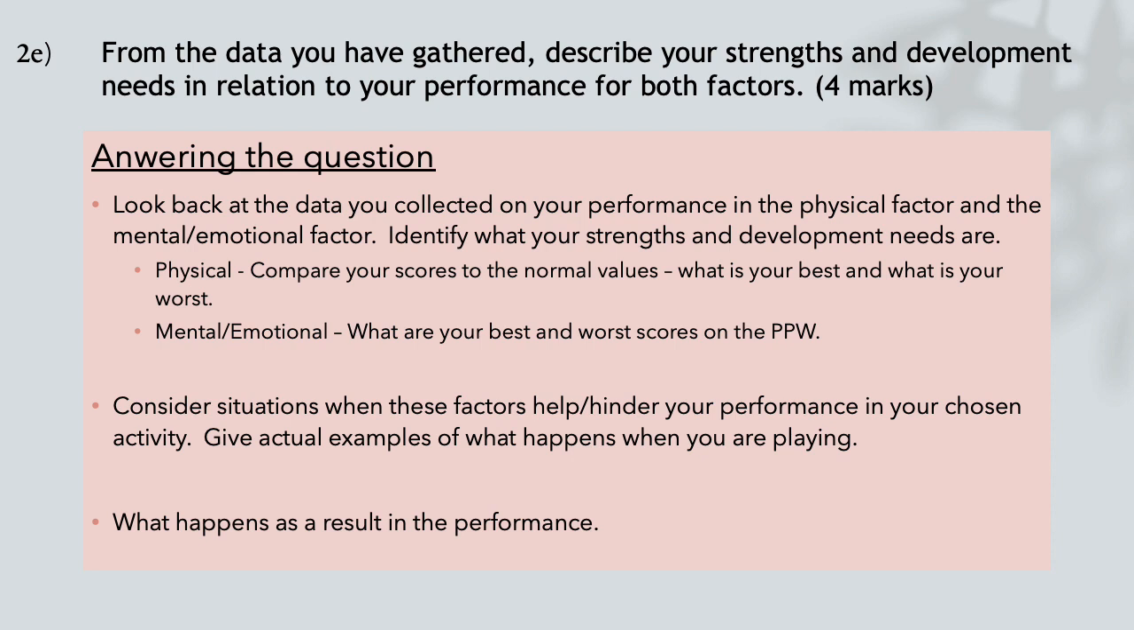And then the final part, for 1 point, I'm looking for you to explain what happens as a result of that. So if it's a strength, in what ways does that strength help you or your team be successful within the sport? And if it's a weakness, you'll be looking to say in what ways this weakness results in your team maybe not being successful or getting beaten in the sport or losing a goal, that sort of thing. So what is the outcome as a result of that being a weakness?